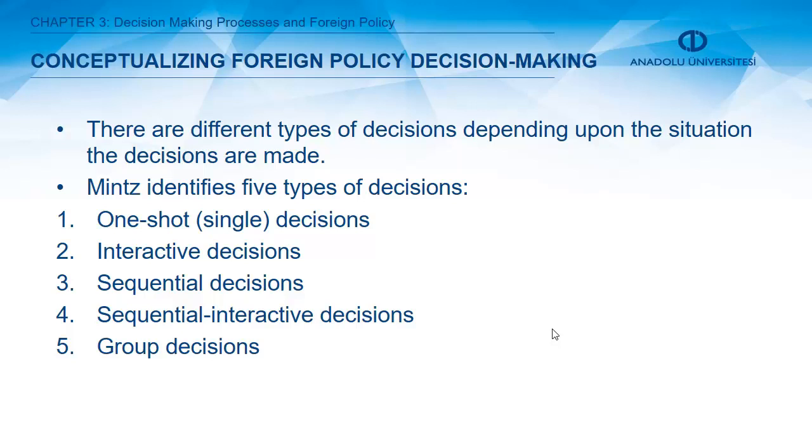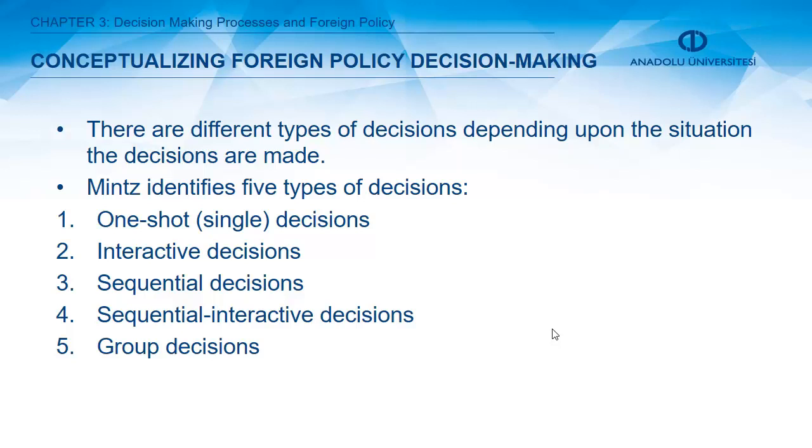Sequential decisions involve a series of interrelated decisions. If you have to decide on intervening in a country, this is an interrelated situation. You have to make a number of decisions which are interrelated, and generally foreign policy decisions are mostly interrelated and interactive decisions. This means there are at least two players and a series of decisions.